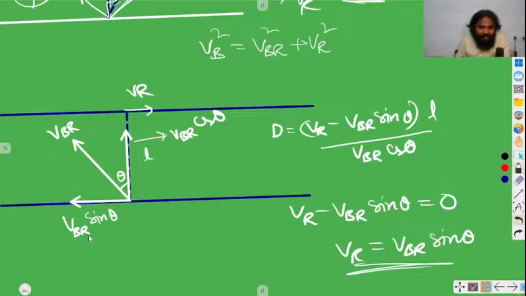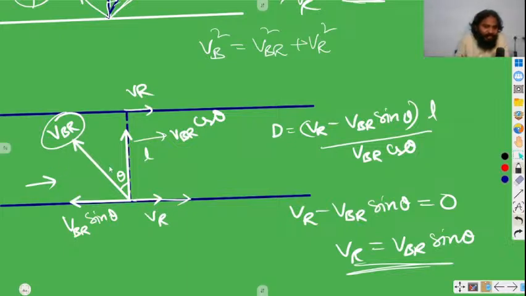Now you should remember one thing. If this VBR sin theta becomes equal to the river velocity, which is this, it means this horizontal component of your effort is opposing the river flow. If these two become equal, then immediately your drift becomes zero. Clear? That is the condition here.